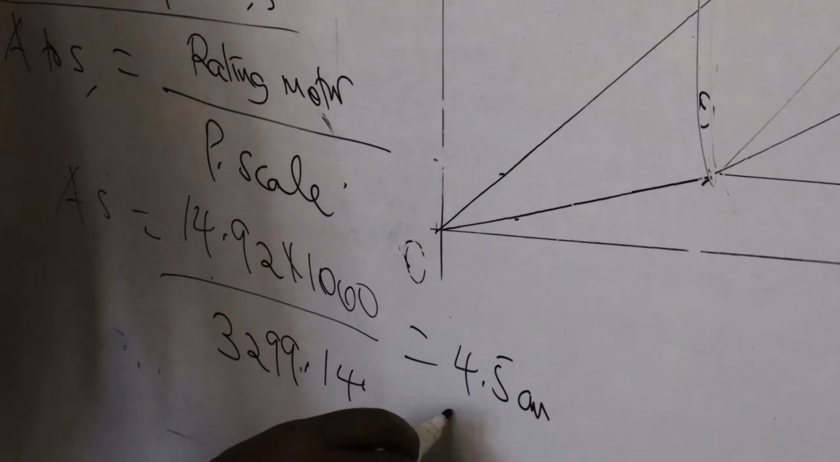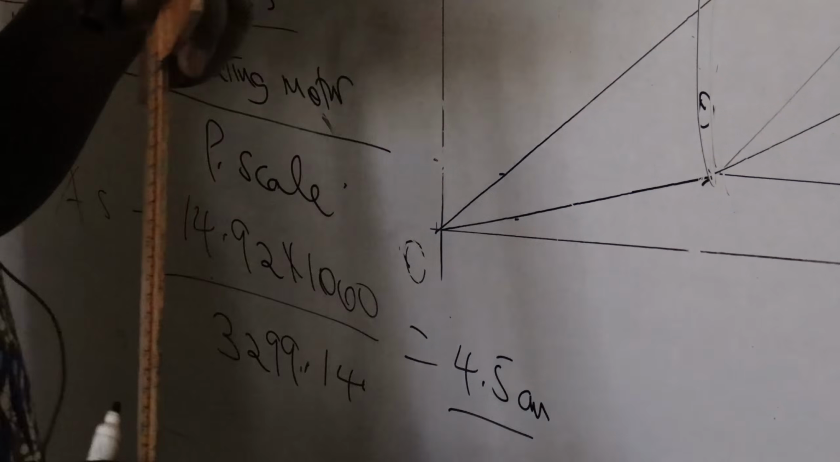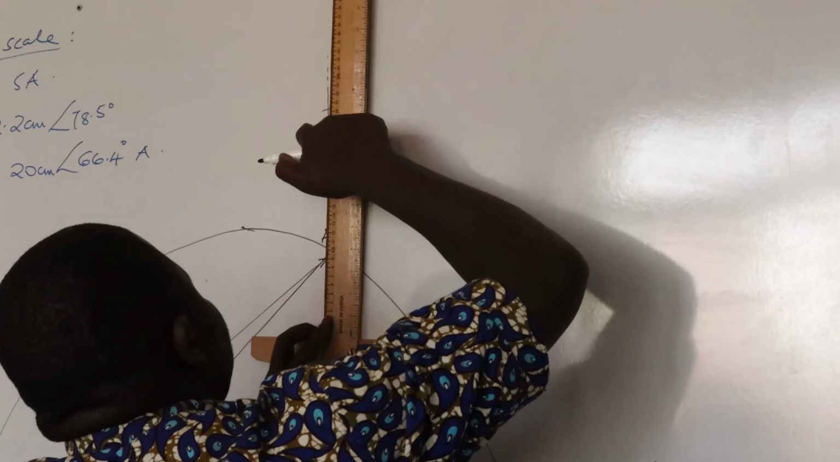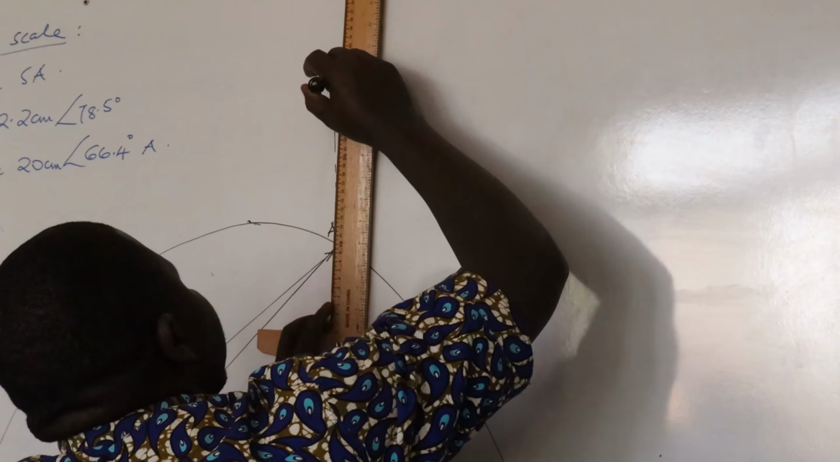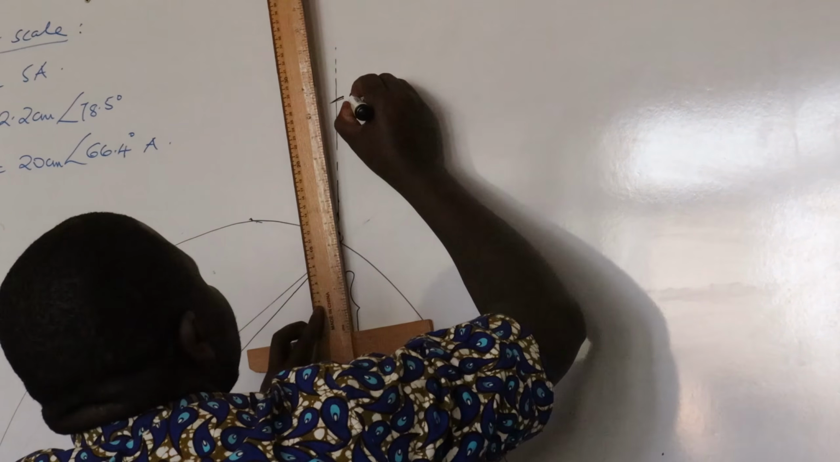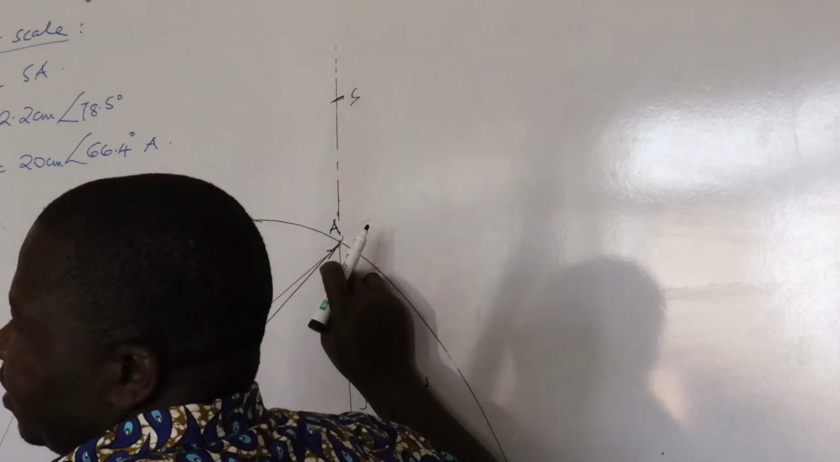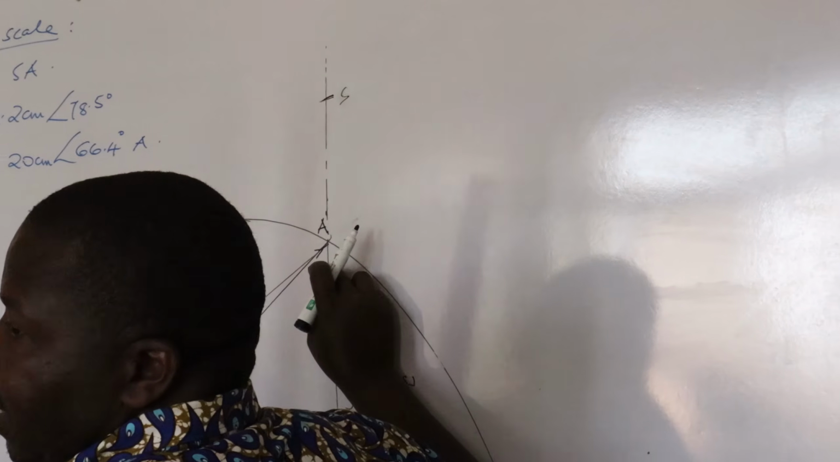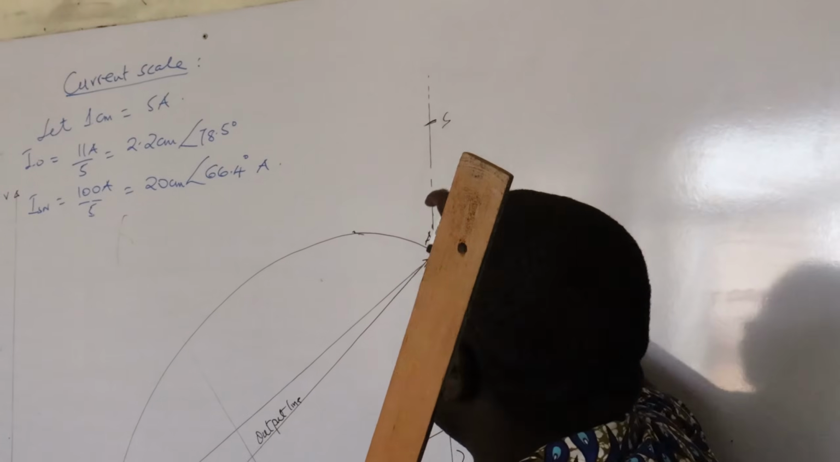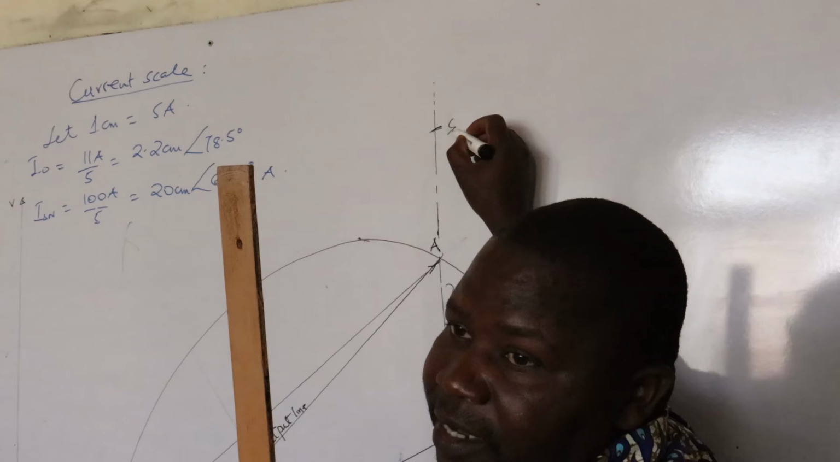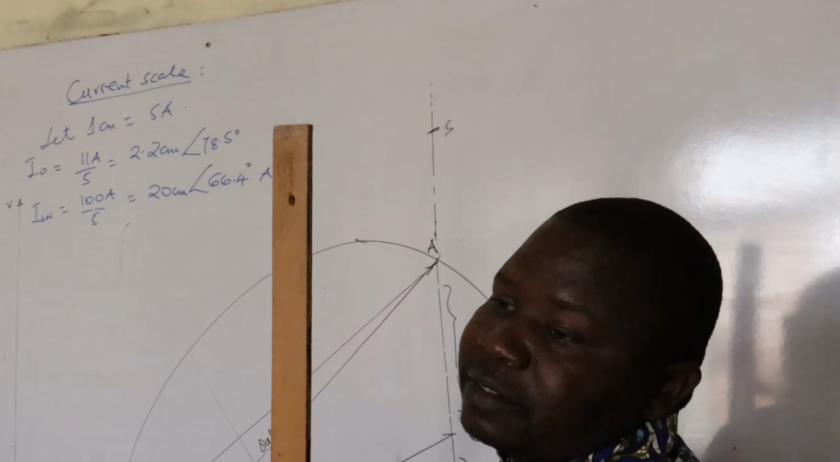So measure from A 4.5. From A 4.5 and get the location of S. Measure from A the value that we've gotten, 4.5 from A, and then mark that point S.